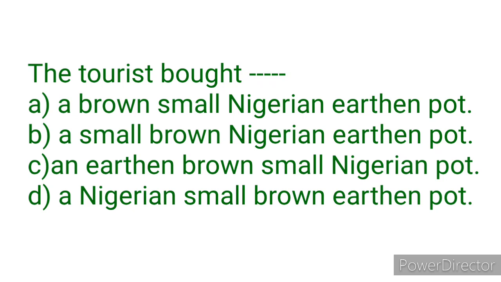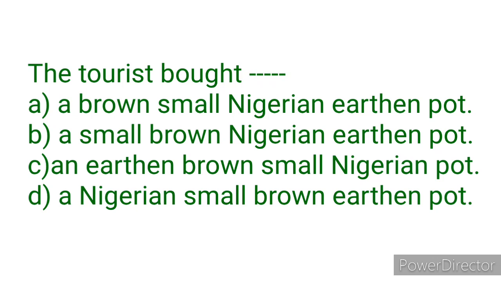Now, option A, we are going to strike it off. Option B, we're not going to strike it off because the size is after the quantity. So we are leaving it. Option C, an earthen brown small Nigerian pot, we are striking it off. After the quantity, we have earthen, which is not the size. Likewise, option D. In option D, we have origin after the quantity. So the only option that is correct is option B.